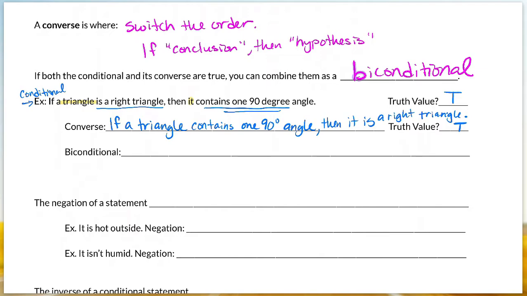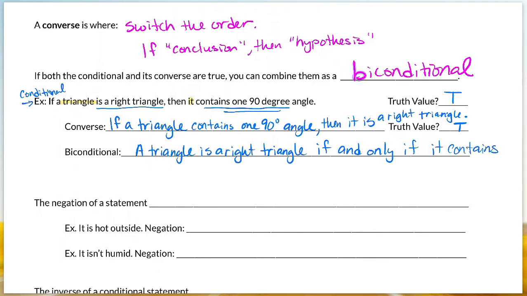And the biconditional will be to write the hypothesis part, then the phrase "if and only if," and then the conclusion. So it's going to say a triangle is a right triangle if and only if. That's the main phrase there. It contains one 90-degree angle.